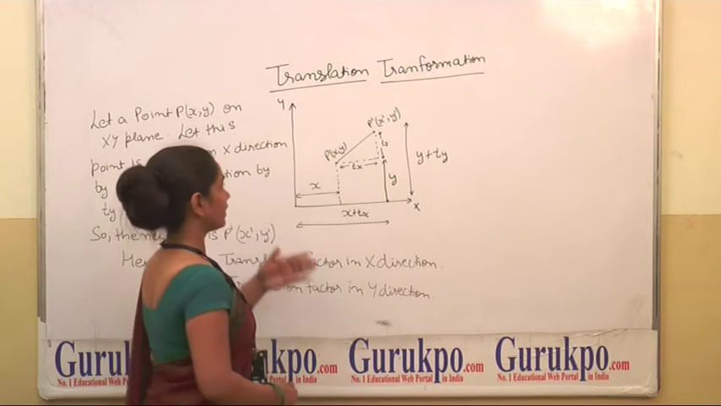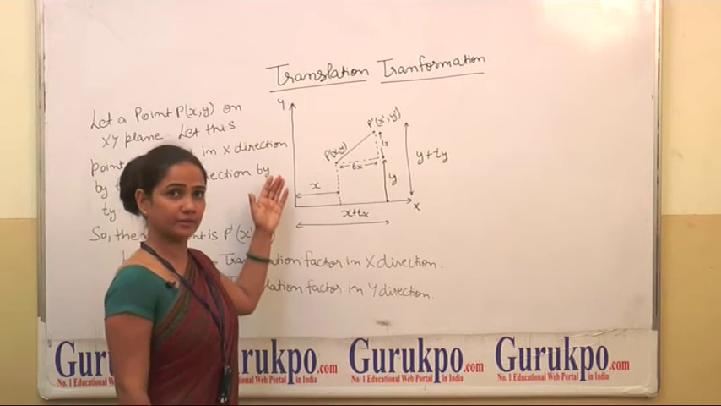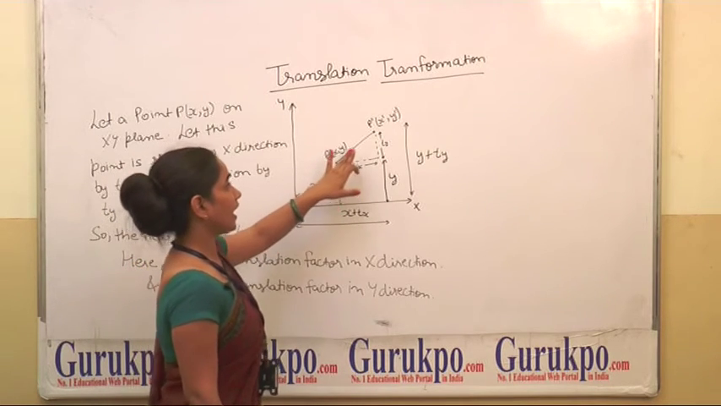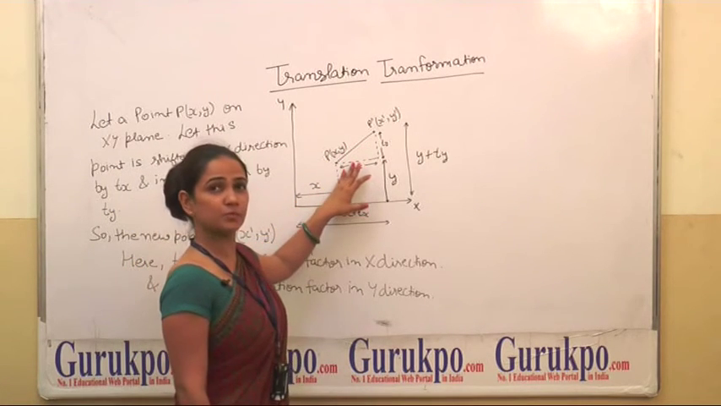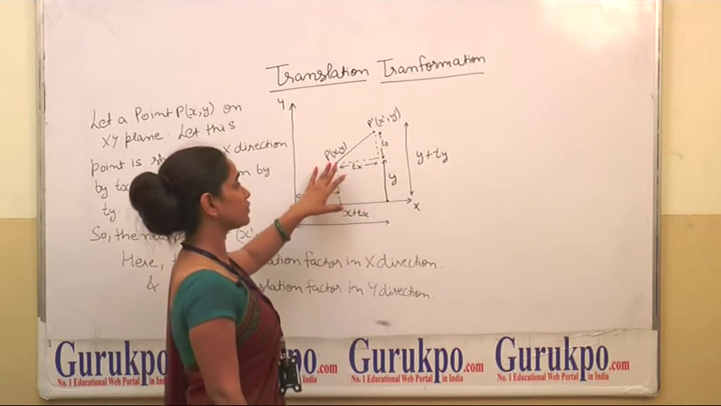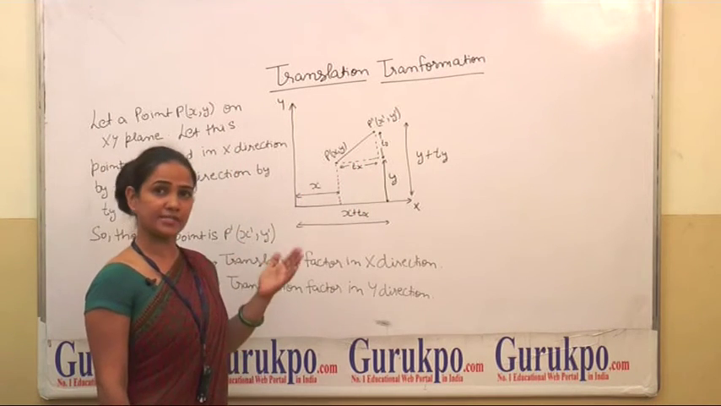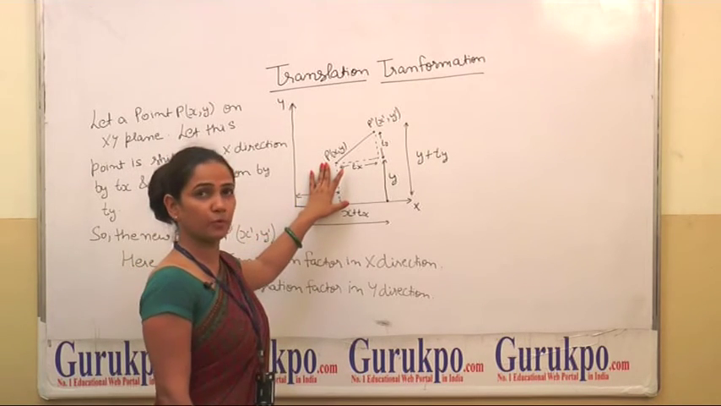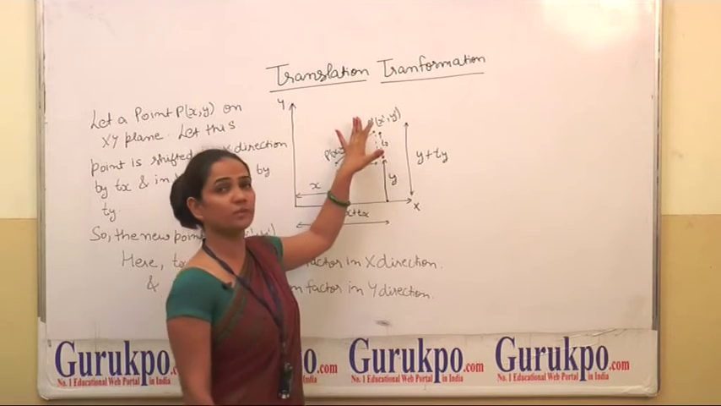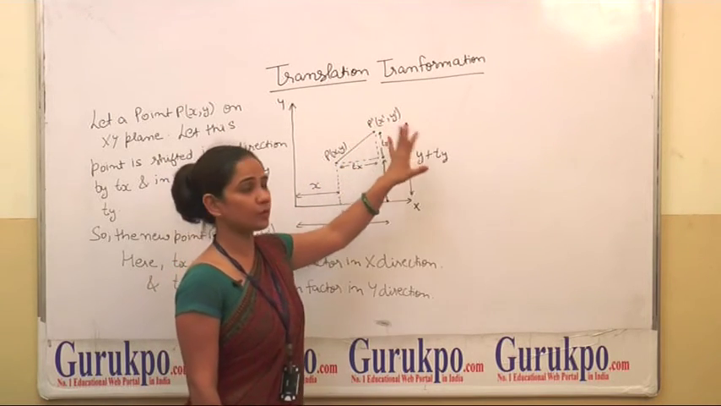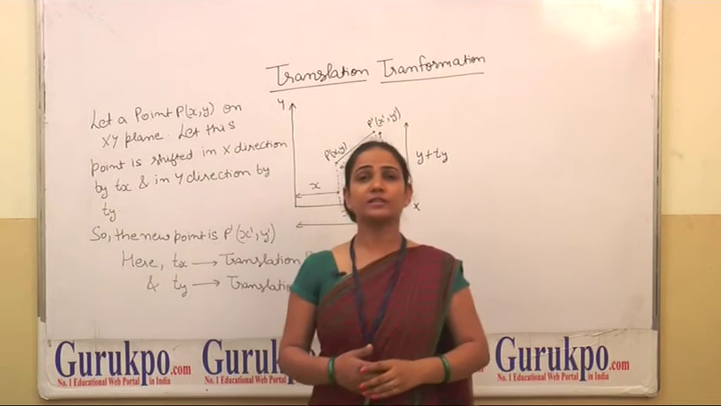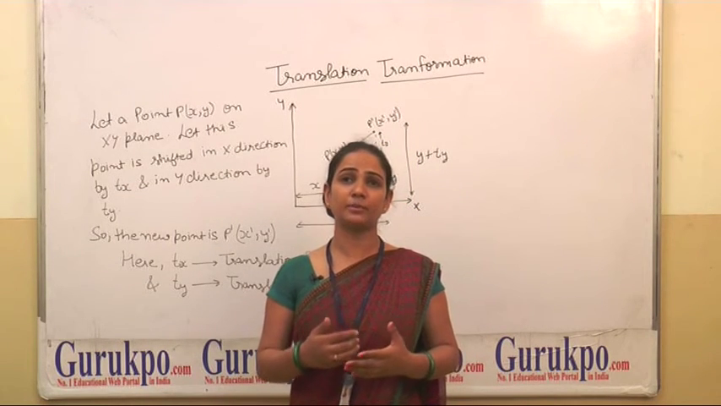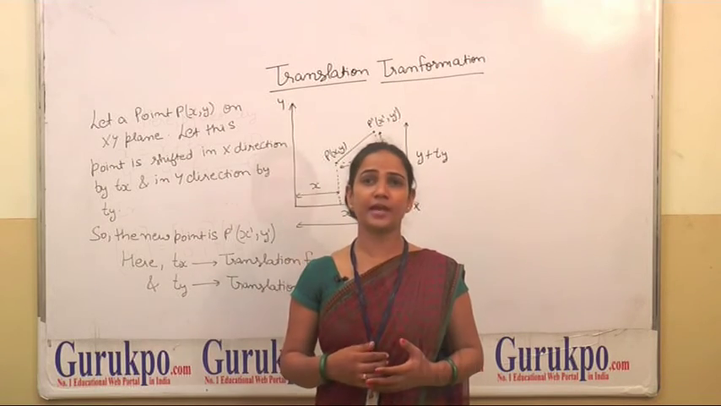Let us see how. We have an xy plane here. In this we have point x, y and we have to translate this point by translation factor tx in x direction and ty in y direction. After shifting this point, the new location of the point becomes P dash, x dash, y dash. Okay? So now we will learn how the equation can be derived from this diagram.